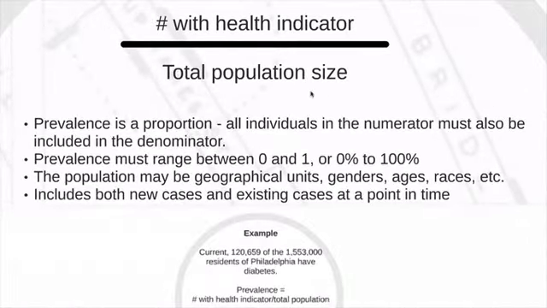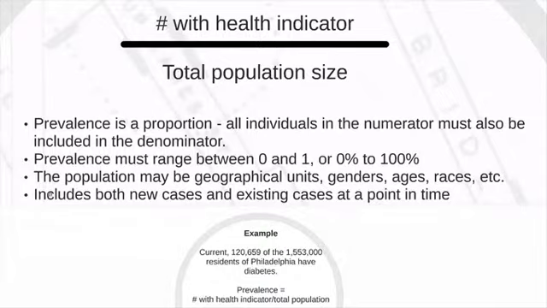As a little reminder, prevalence is a proportion. So all individuals who are in the numerator must be in the denominator. As an outcome of that, the number in the numerator is going to be smaller than the number in the denominator, because the denominator incorporates the people who are in the numerator. The prevalence then will range between 0 and 1, and prevalence is commonly expressed as a percentage, so we multiply that number by 100, and our prevalence would range from 0 to 100%. The population may be geographical units, genders, ages, races, etc.